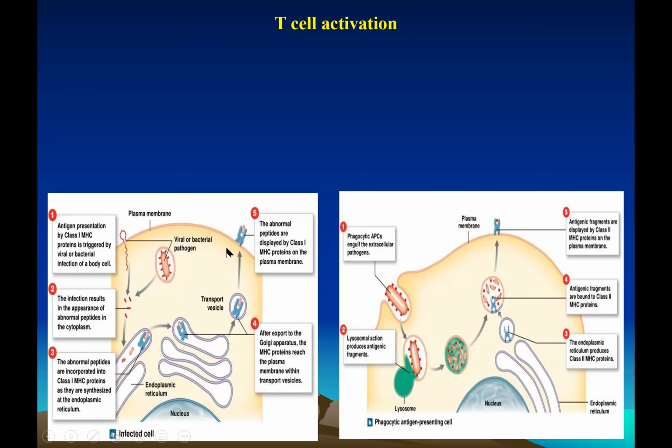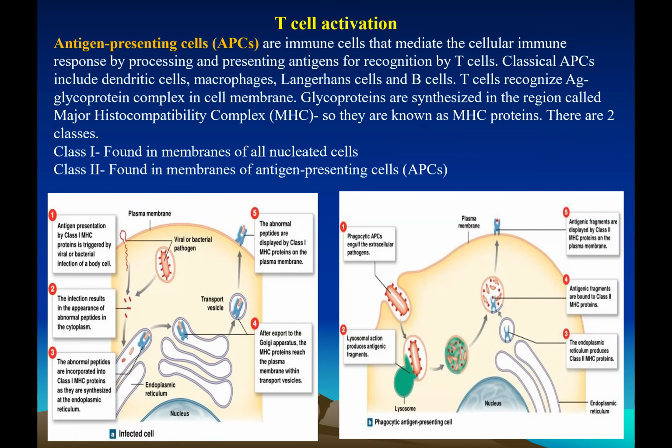Another way antigens can be presented. Here is a bacteria which is chopped up by lysosomes, and a piece of the bacteria is displayed by another protein complex called MHC class 2. So class 2 is presenting the antigen here. So there are two ways antigen can be presented: MHC class 1 and MHC class 2.